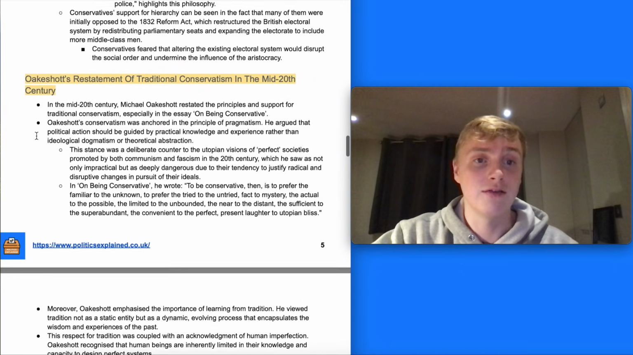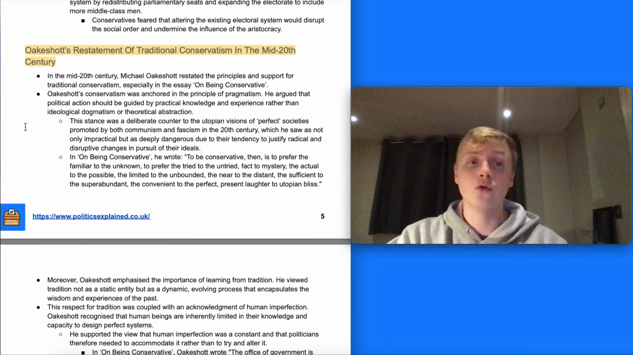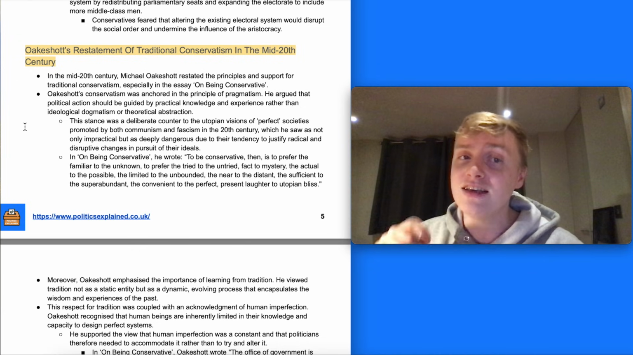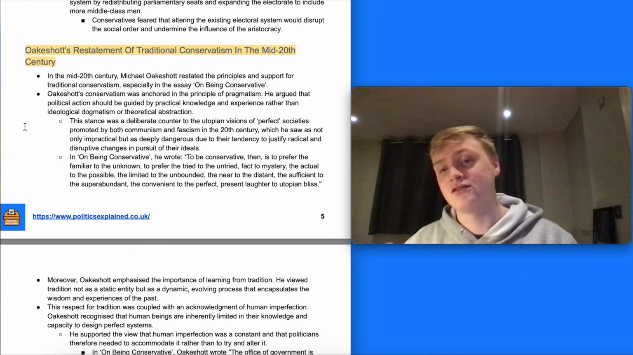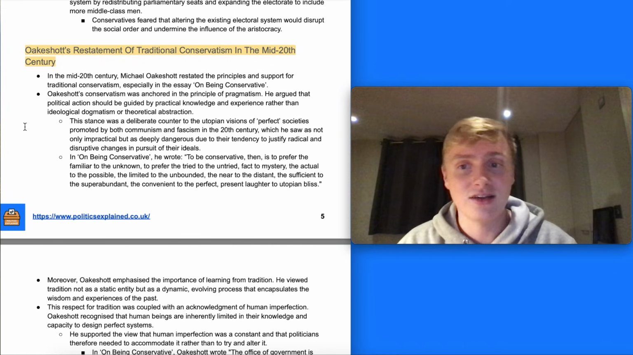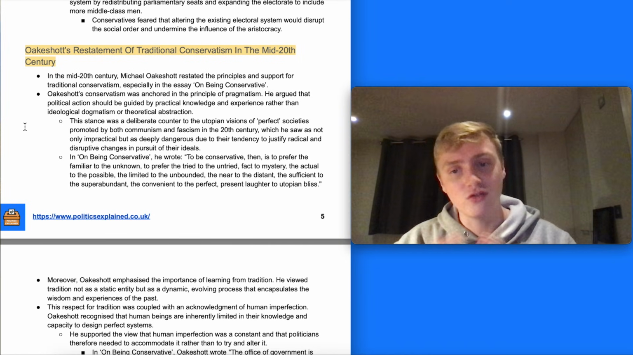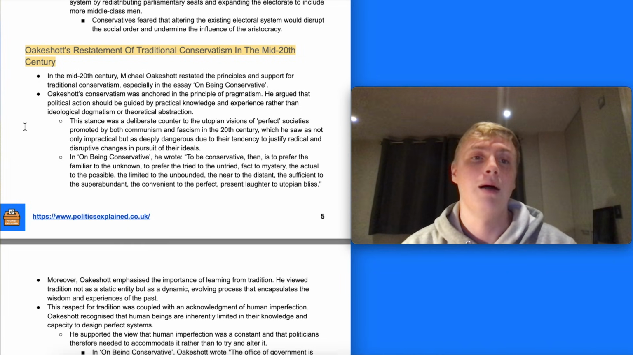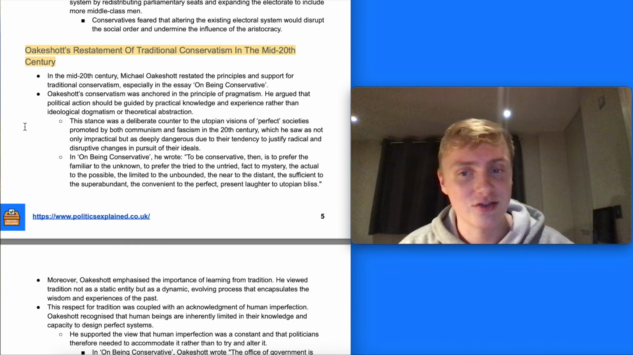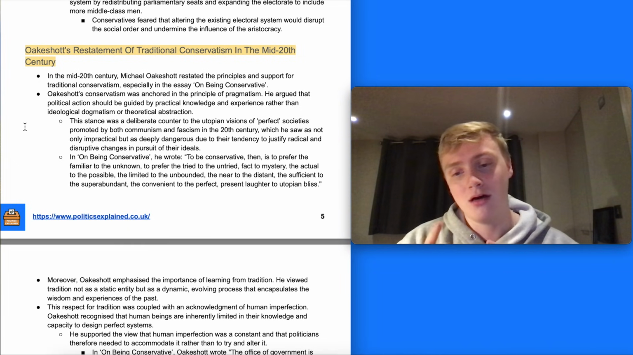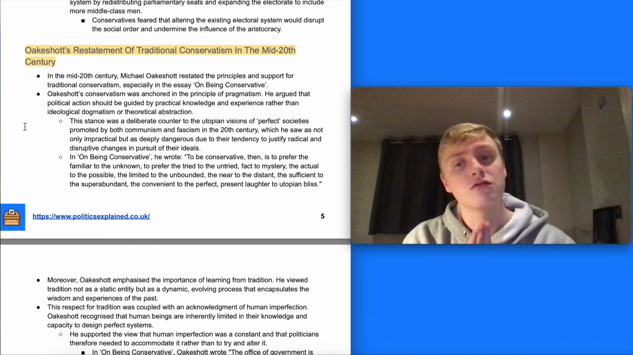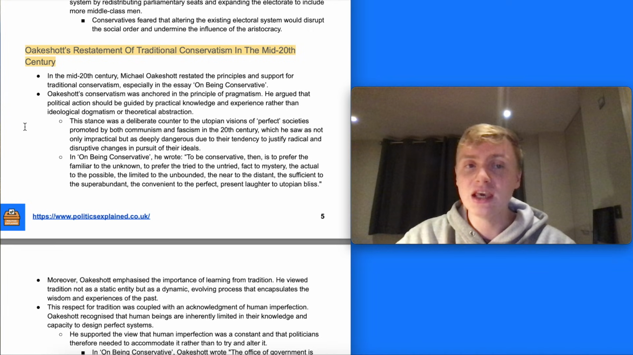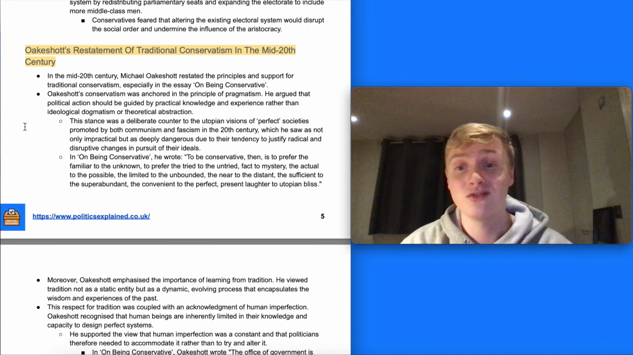Final thing we're going to have a quick look at for traditional conservatism is Michael Oakeshott. He's one of your key thinkers, and it's his restatement of traditional conservatism in the mid-20th century. Conservatism emerges in the very late 18th century under Burke, and his traditional conservatism continued to be supported in the 19th century. We'll look at that in a minute. After that, you see One Nation conservatism emerging. But it's a return and a restatement of key conservative principles by Oakeshott in the mid-20th century.